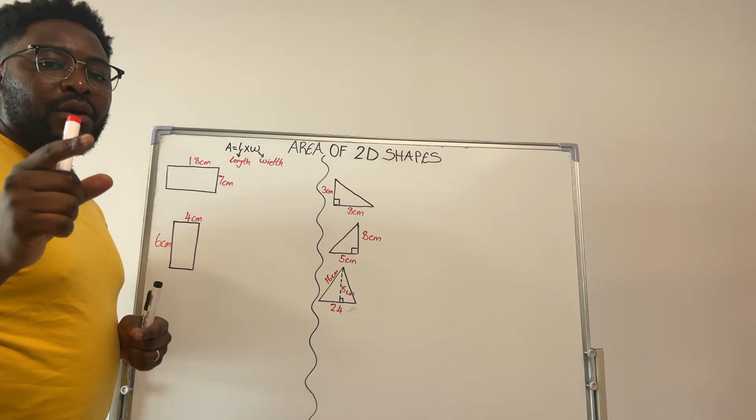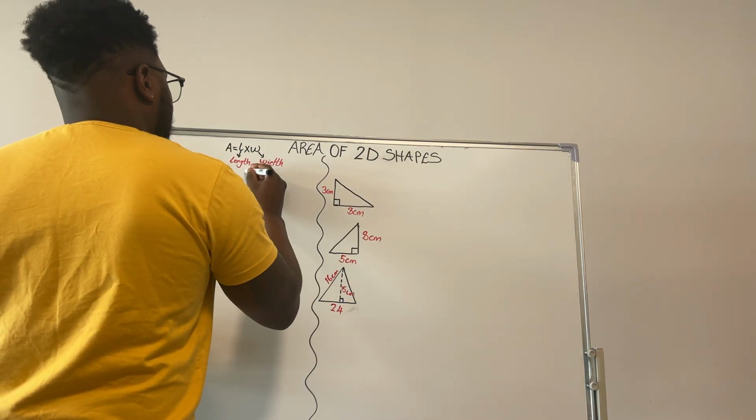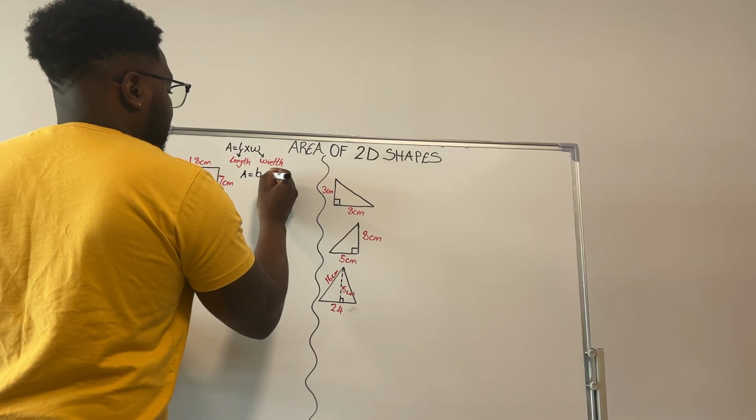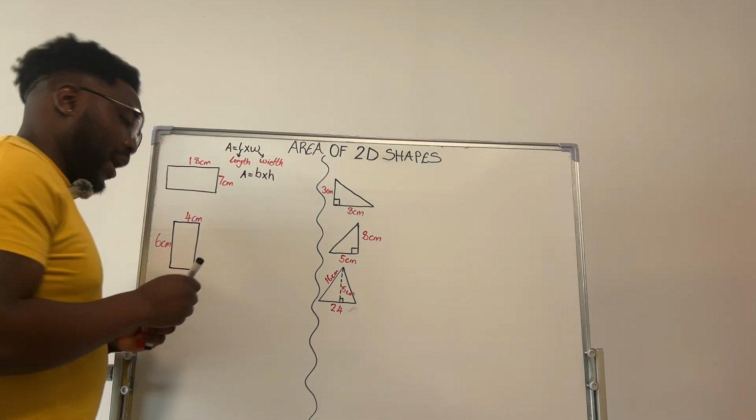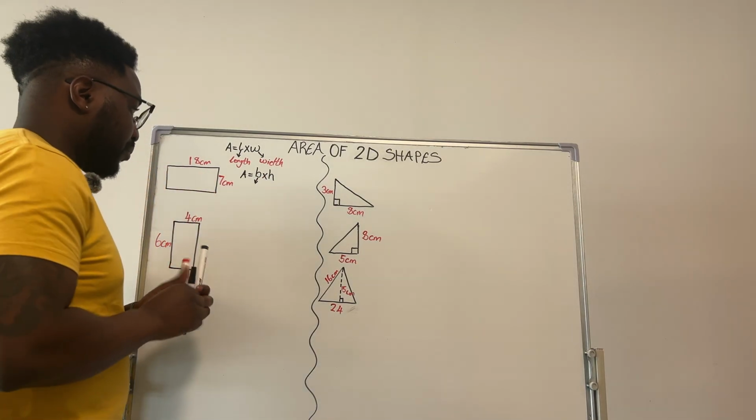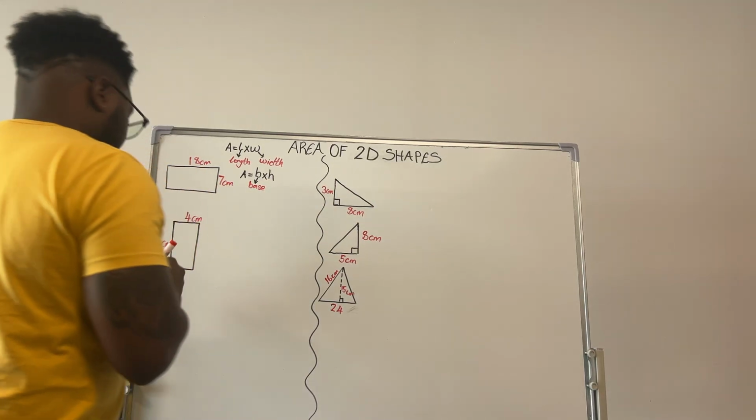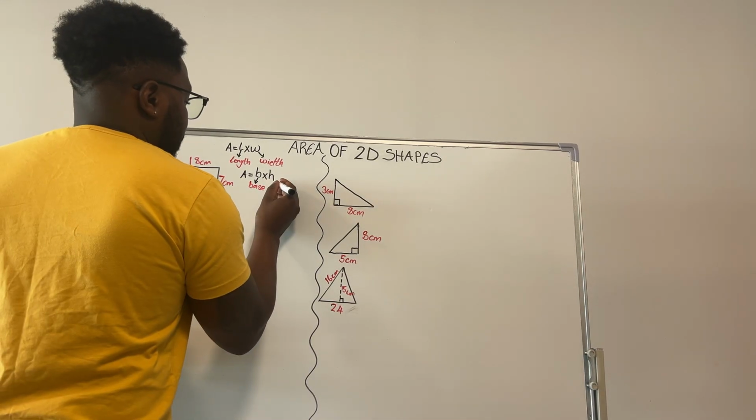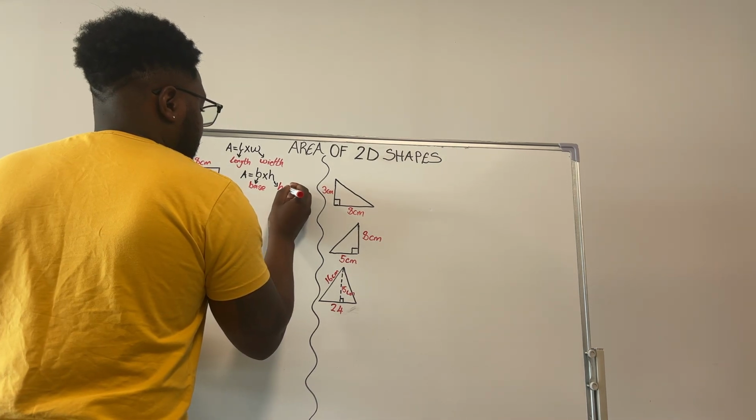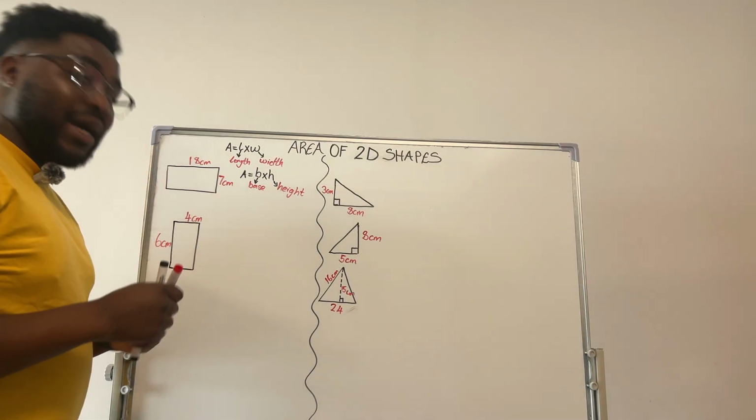But you can also use this formula, area equal to base multiplied by height. So this over here is the base, and this right here is the height. These two formulas are the same.